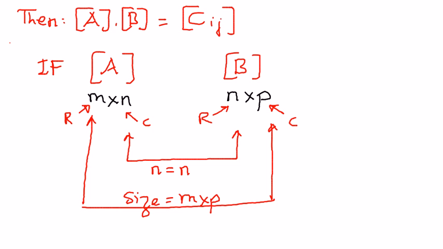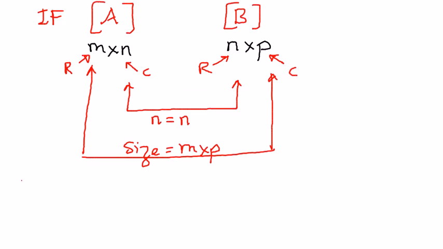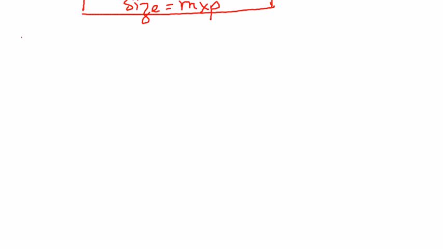So once again, if the number of columns in the first matrix is equal to the number of rows in the second matrix, then the size of the resulting matrix can be determined as M, the number of rows in the first matrix, and then the number of columns in the second matrix. So that is the way we can think about it. Let me explain this with a simple example.